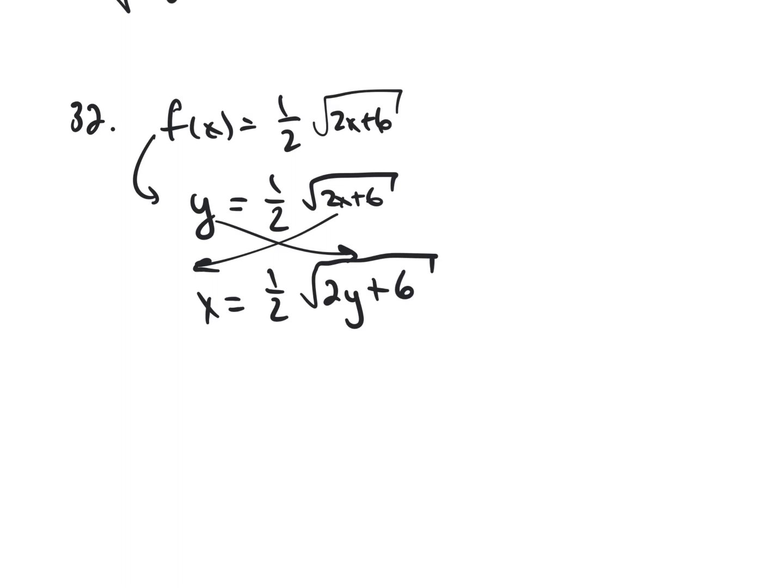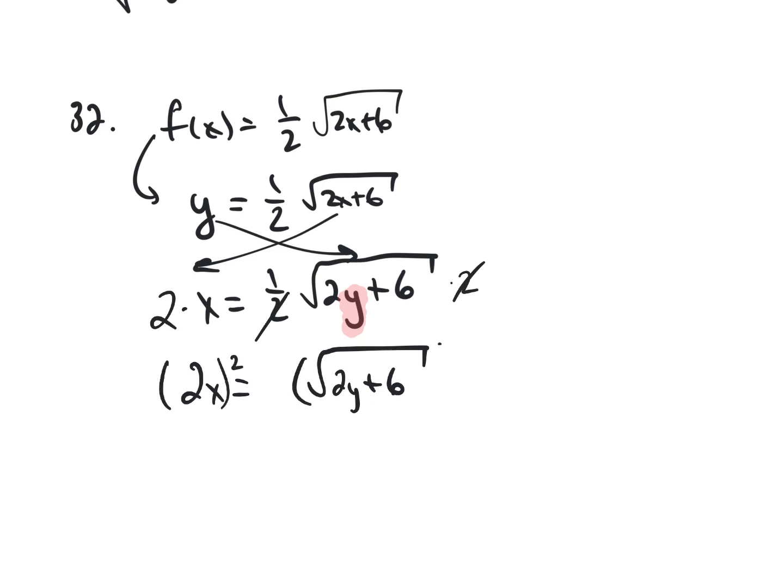All right, and then, like usual, we have to solve for y. We have to get the y by itself. All right, so to do that, I'm going to start by multiplying both sides by 2 so that the 1/2 and the 2 cancel. Okay, then what we've been practicing in this chapter, to get rid of a square root, we raise both sides to the second power. So that on the right-hand side, the square root and the square cancel, leaving you with what's inside. And on the left-hand side, 2 times 2 is 4, and x times x is x squared.